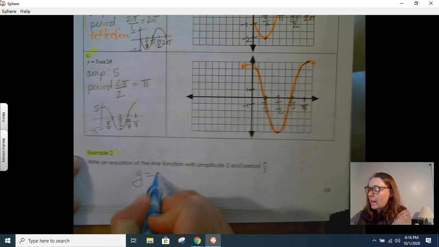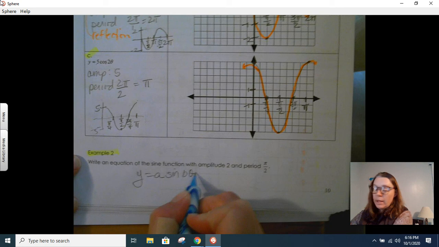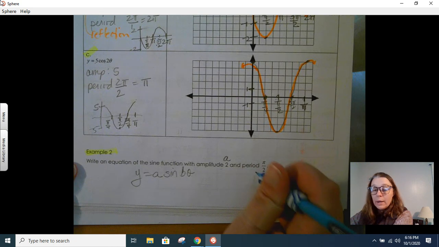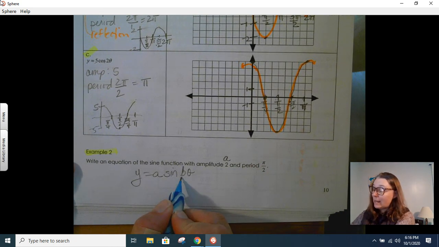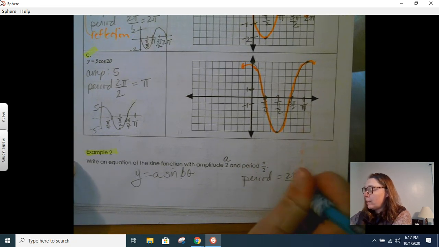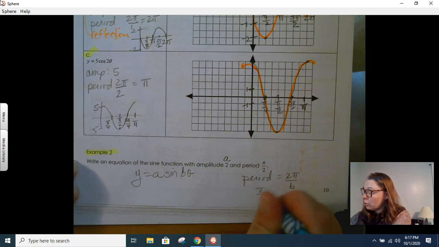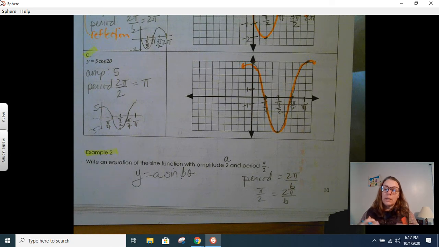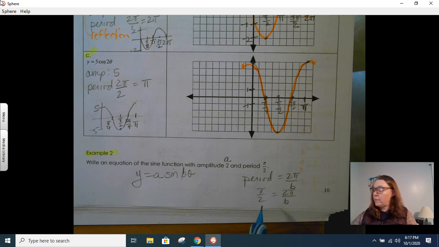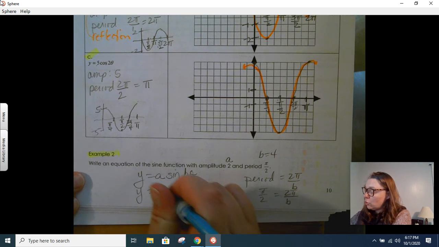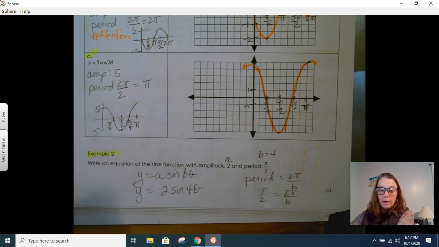So my general form would be A times the sine of B theta or Bx, it doesn't matter. Okay, amplitude, that's my A value. Period, well, that's not my B value, right? I get my period by doing, so I know period is 2 pi/B. If my period is pi/2, what must my B have been in the equation so that it would reduce to give me pi/2 for my period? So some of you might look at this and say, oh, well, 2/4 is 1/2, and so B is 4. So you could get it that way and say y equals 2 sine 4 theta.